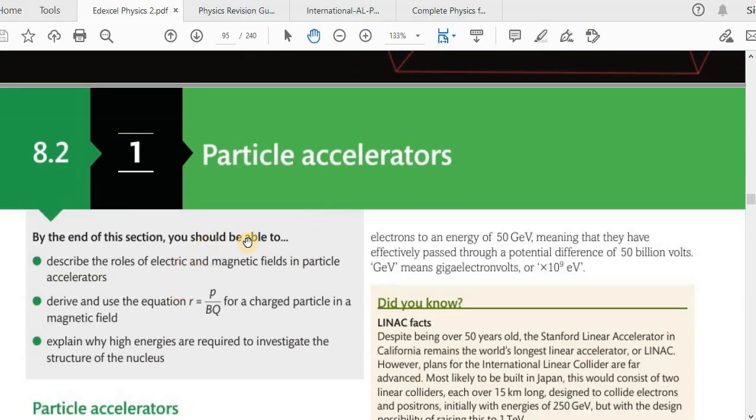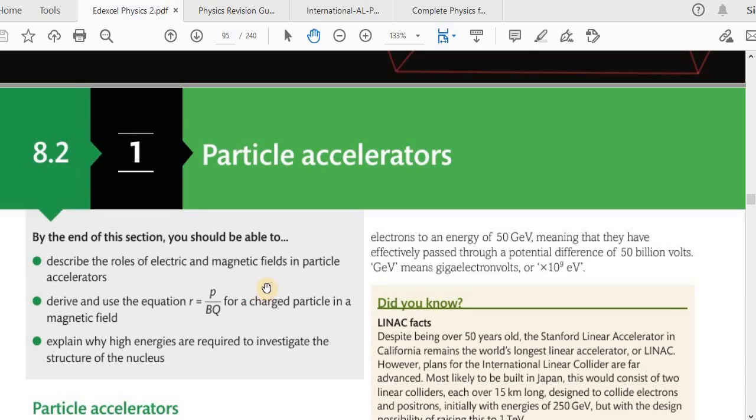By the end of this section, you should be able to describe the roles of electric and magnetic fields in particle accelerators. You have learned that an electric field can be used to deflect a charged particle, and also a magnetic field can be used to do the same. Now again, the electric field can also be used to accelerate a charged particle.